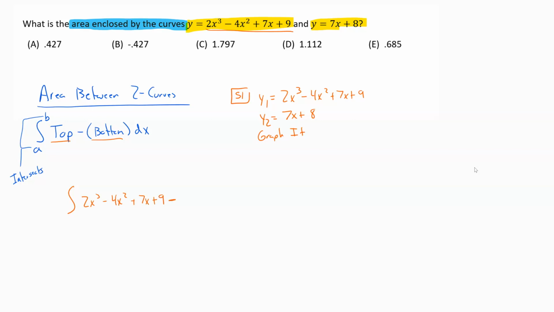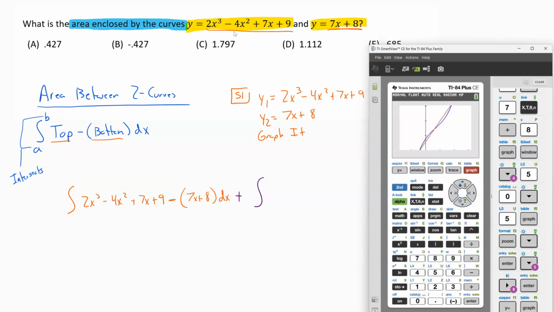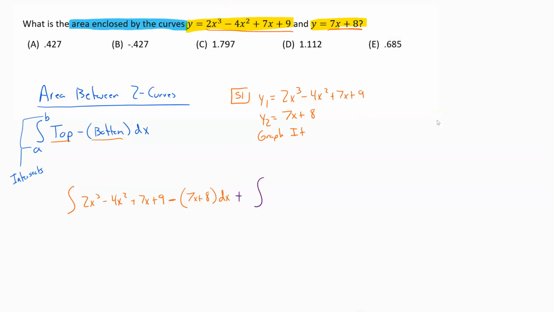And then we're going to subtract off, again, always in parentheses, this time the red graph, which would be 7x plus 8. That's going to be one integral. And then guess what? We're going to have to add to that a second integral where we flip-flop their position. So on the second one, we can see that our red graph here is on top of our blue graph. So we now need to put the 7x plus 8 up top minus, or again, always in parentheses, the full equation, 2x cubed minus 4x squared plus 7x plus 9.